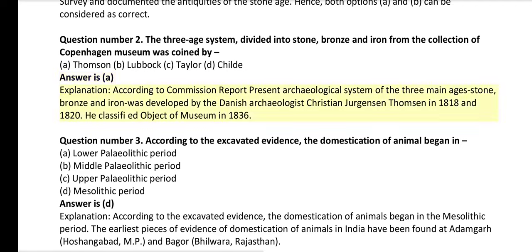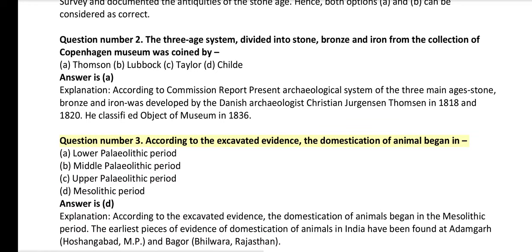Explanation: according to commission report, the present archaeological system of the three main ages, stone, bronze and iron, was developed by the Danish archaeologist Christian Jurgensen Thomson in 1818 and 1820. He classified objects of the museum in 1836.